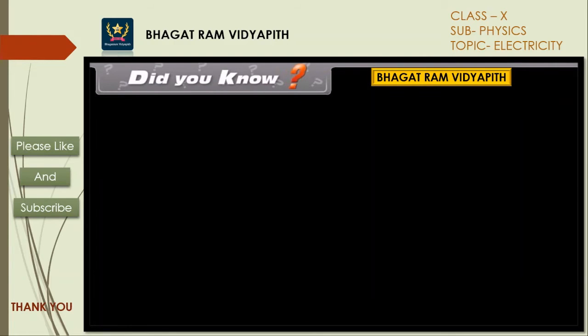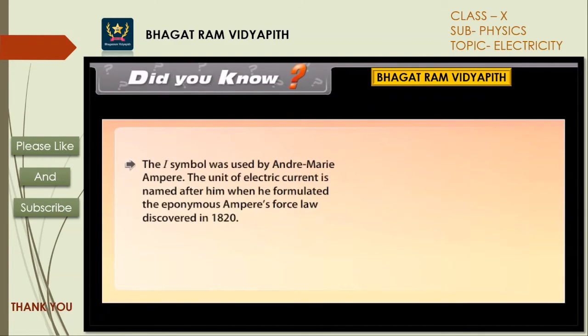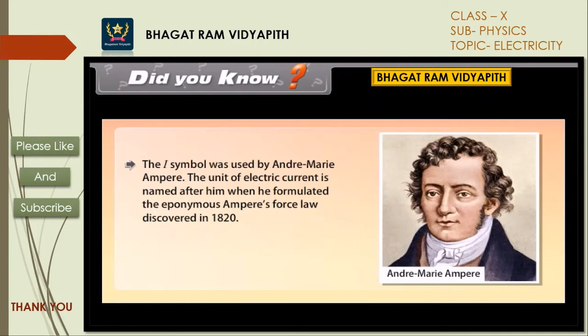Did you know? The I symbol was used by Andre Marie Ampere. The unit of electric current is named after him, when he formulated the eponymous Ampere's first law discovered in 1820.